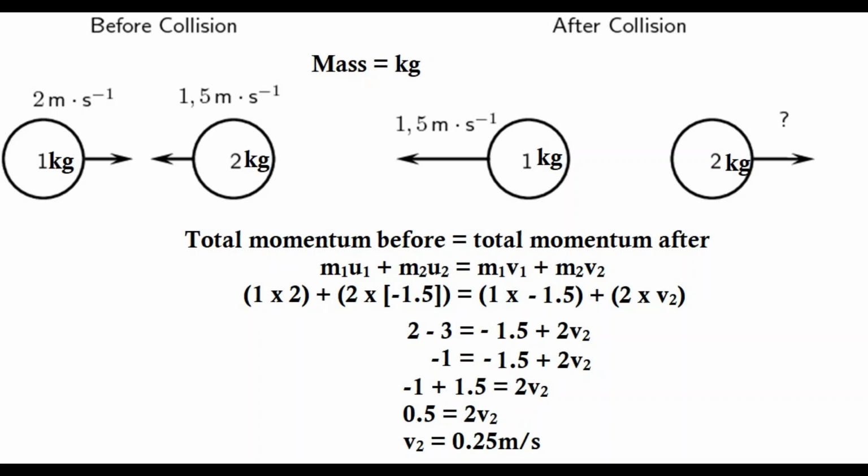On the right hand side, you've got minus 1.5 plus 2v2. Now, the minus 1.5 can go to the left hand side becoming plus, or you can add 1.5 to both sides. So minus 1 plus 1.5 is equal to 2v2. And then on the left, minus 1 plus 1.5 is 0.5, and that is equal to 2v2. Then divide both sides by 2, and you should get v2 as 0.25 meters per second.